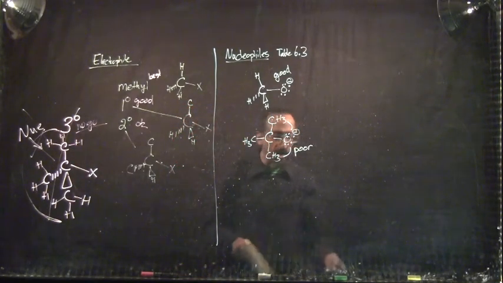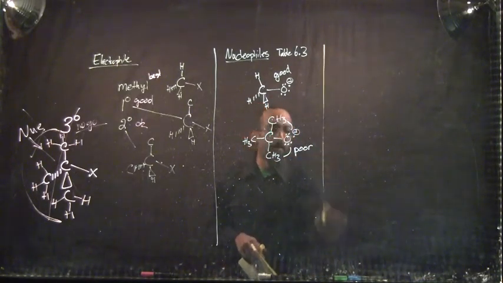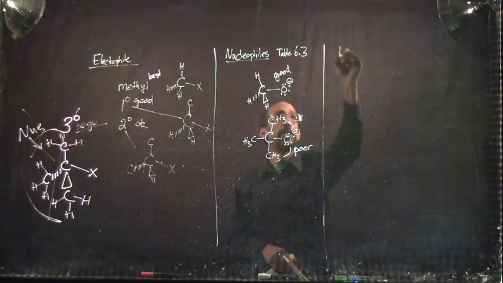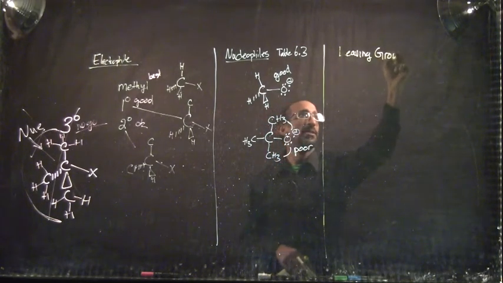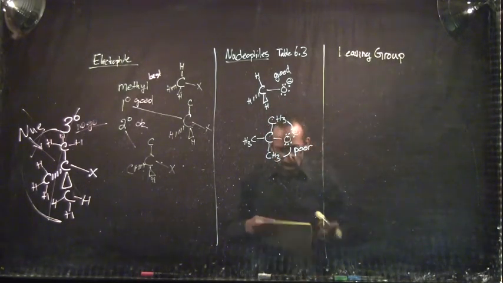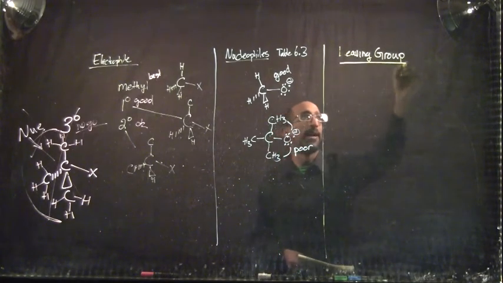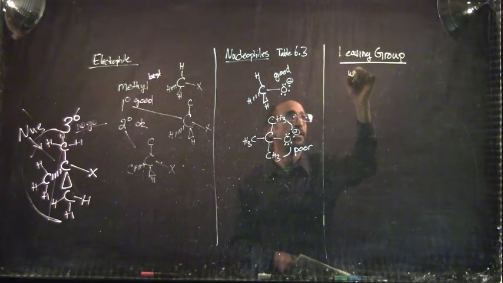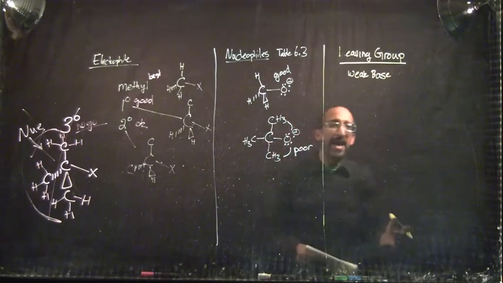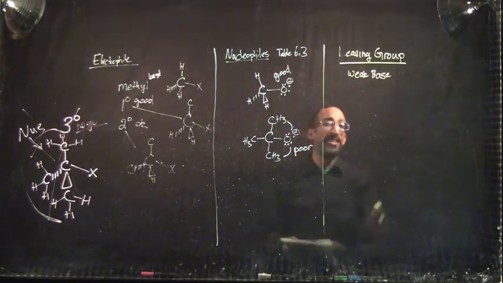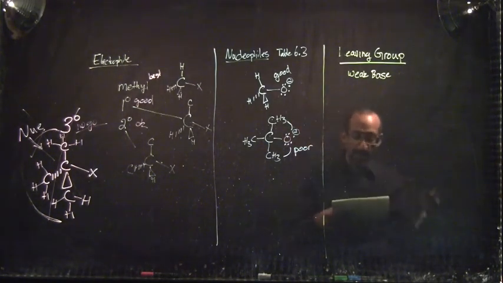So the third factor, third of 5, that's important for us to consider is going to be the nature of our leaving group. So here now we're going to look at the leaving group. Okay? And so our leaving group should be a weak base, right? We want to create a weak base. And the reason for that is because we don't want competition between our leaving group and our nucleophile. So let's take a look at an example.